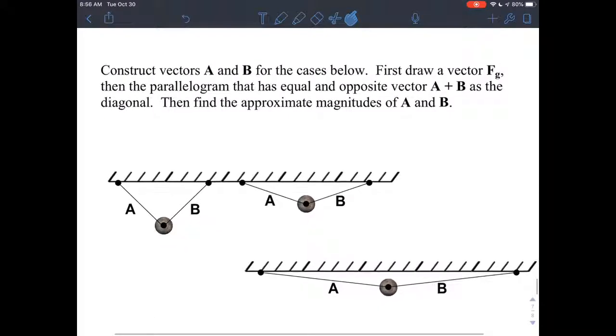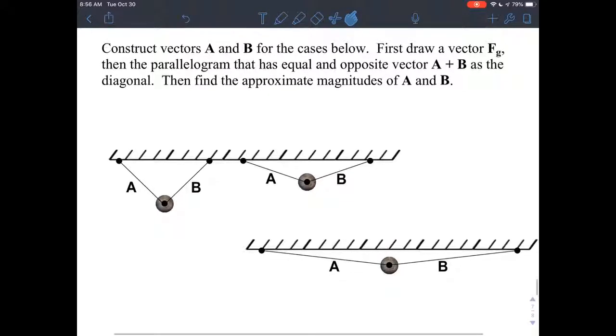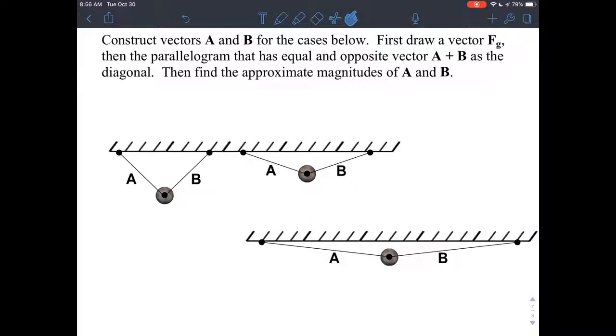Okay, and then for the last part, we're supposed to construct vectors A and B for each case. First, draw a vector Fg, and then the parallelogram that has the equal and opposite of vector A plus B as the diagonal, and then find the approximate magnitudes of A and B. So basically all we're doing here, guys, is saying that this rock has some vector Fg, and we're going to use that same vector for all of these. So it's going to be Fg every single time.